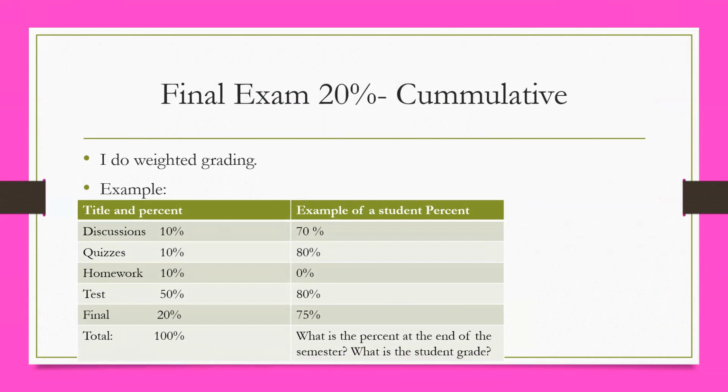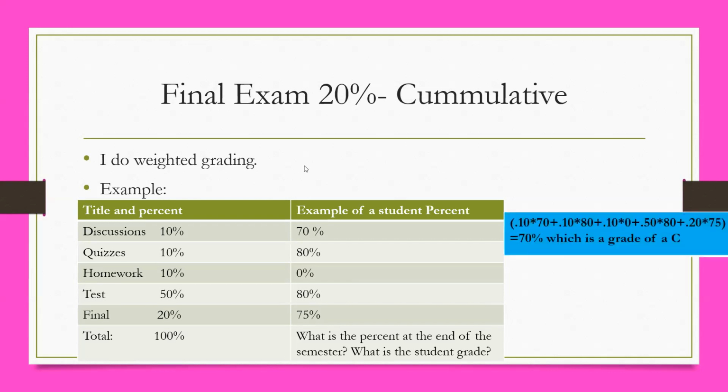Example of a student. So let's just say I have a student that got 70% on the discussion, 80% on the quizzes, 0% on the homework. So they decided not to buy the access code. They decided not to do the homework. They have 80% on the test. They have 75% on the final. And what is the percent at the end of the semester for this student?